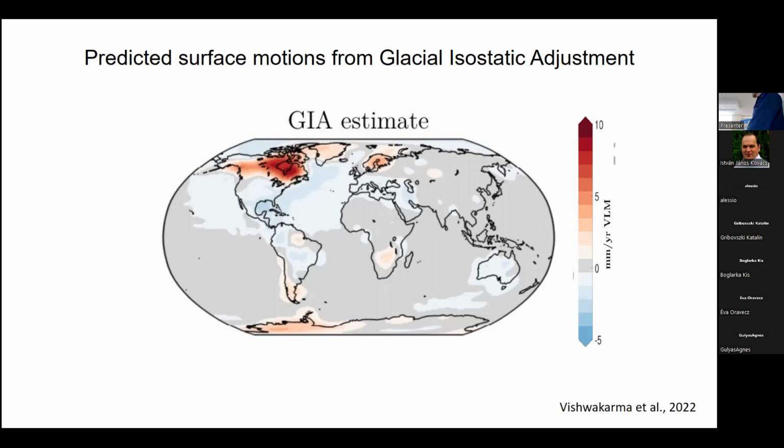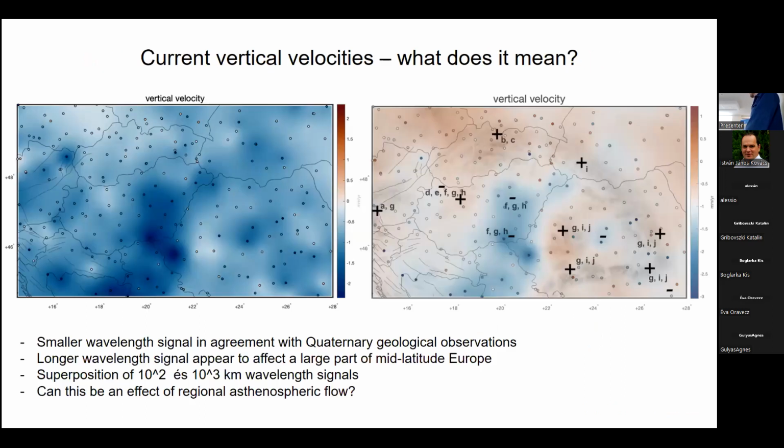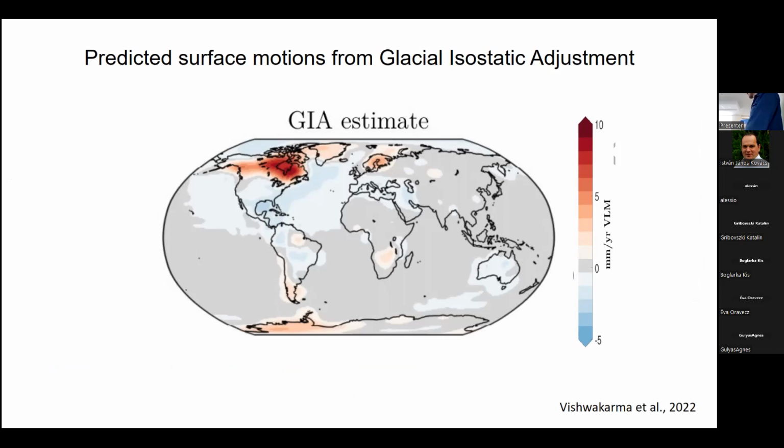of this region has to be accommodated by a slow subsidence of mid-latitude Europe. I don't really know how precise this model is, but it's in the order of -1 millimeter per year, which is actually exactly the long wavelength subsidence that we see here. Okay, so this could be a potential explanation why we have a long wavelength subsidence.